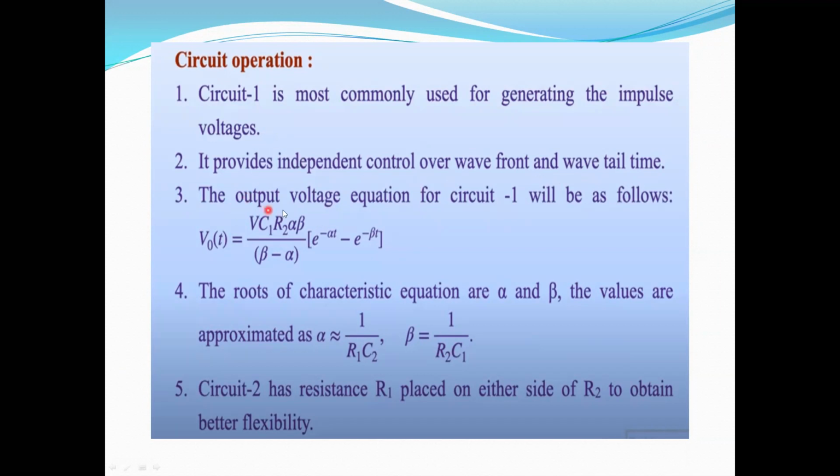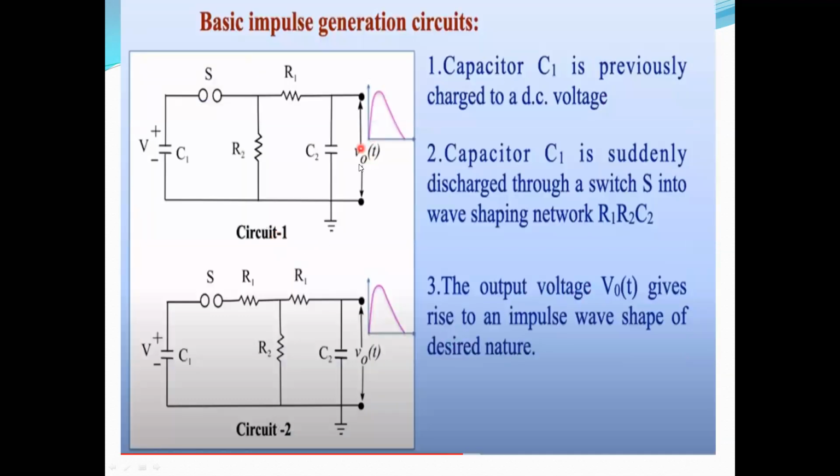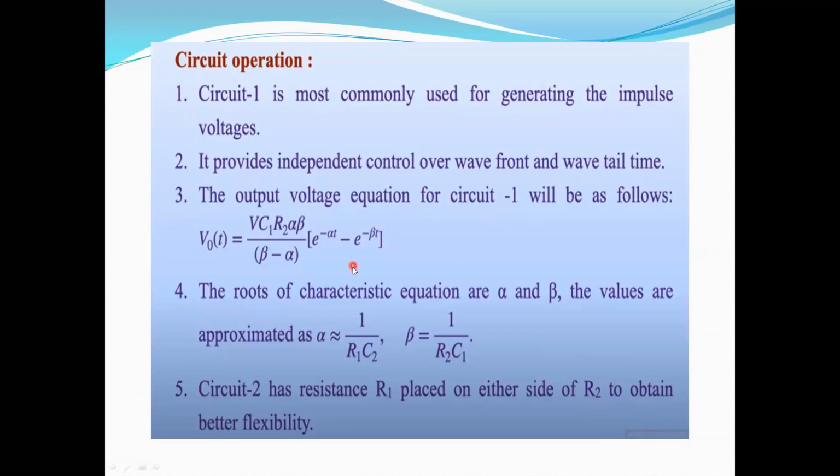And next, the output voltage equation for circuit 1 will be as follows. V naught of t is equal to V into C1 R2 alpha beta by beta minus alpha, into e power minus alpha t minus e power minus beta t. This is the voltage we get across capacitor C2 at the output terminal.